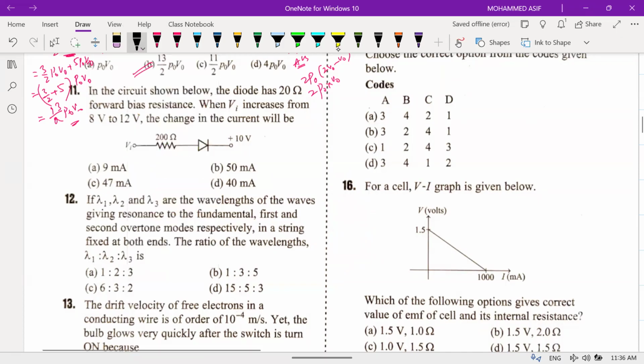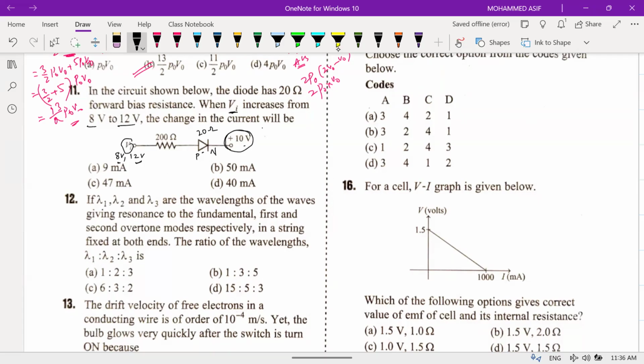See the question. In the circuit shown below, the diode has 20 ohm resistance. That means the resistance of this one is 20 ohms, and it is forward biased, when the input potential increases from 8 volt to 12 volt. So initially it is 8 volt. Then after a certain interval of time, it is 12 volt. Here this is P and this is N. N is already given in the problem. The potential is 10 volt. This diode will be forward biased if and only if your input potential is greater than 10. That means for 12 volt, it will be forward biased, and for 8 volt, it will be reverse biased.